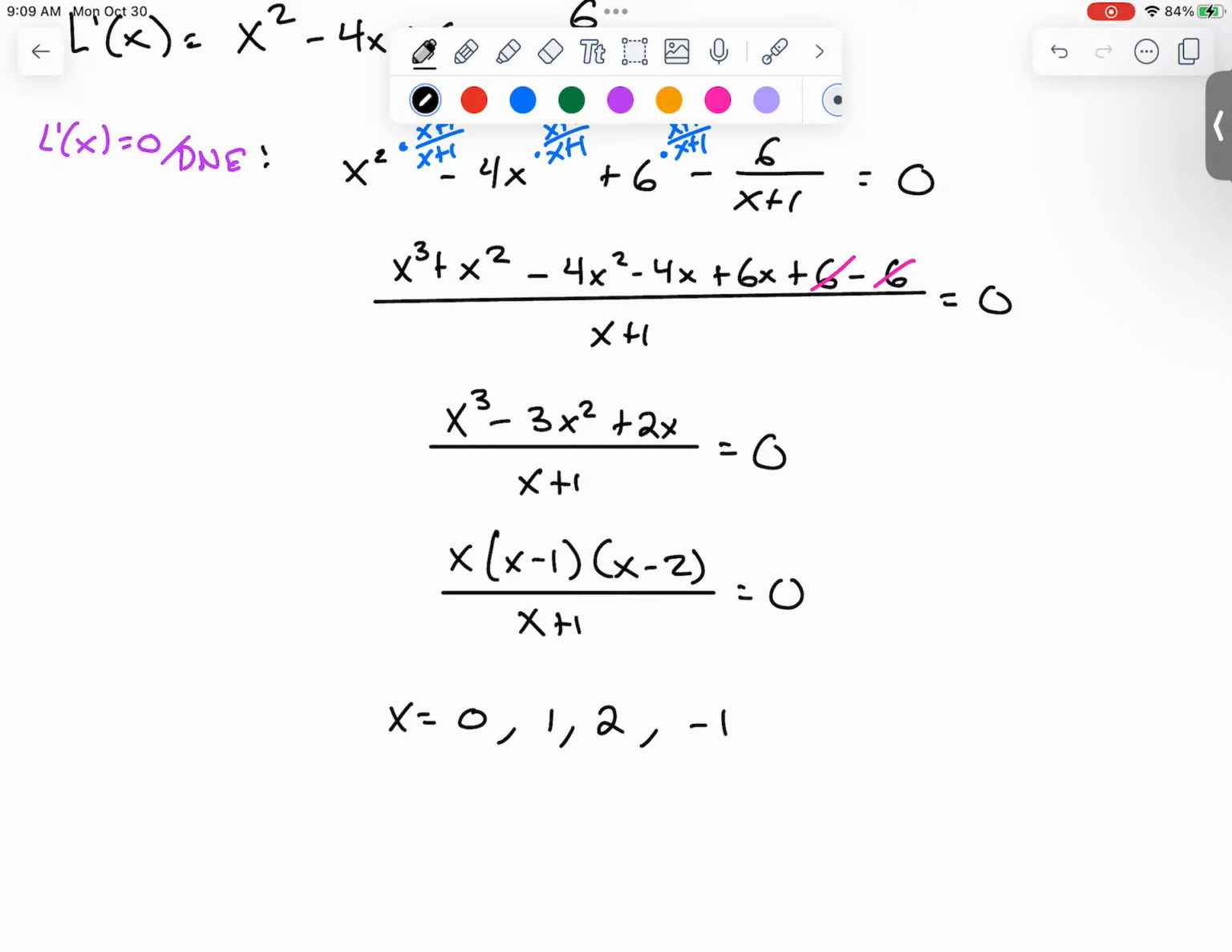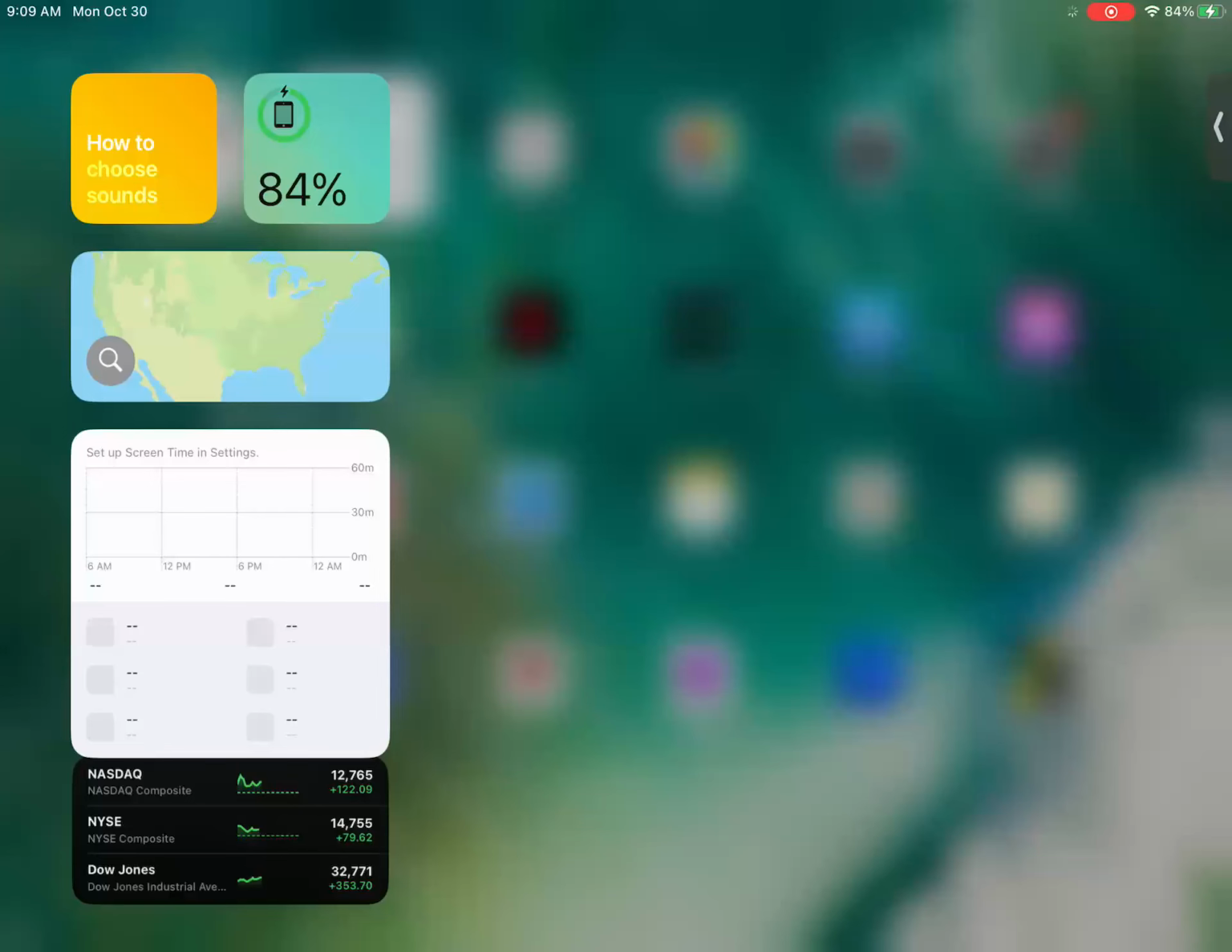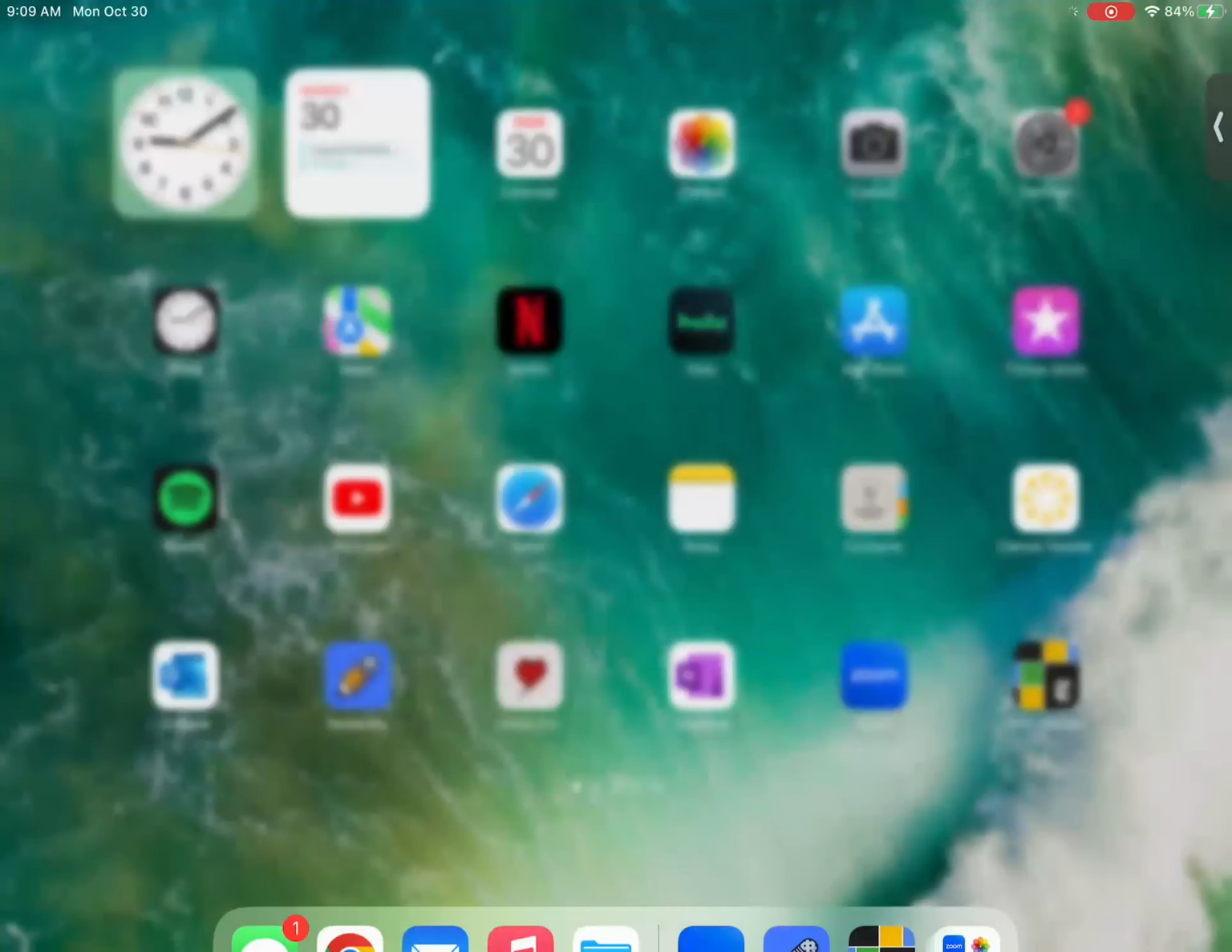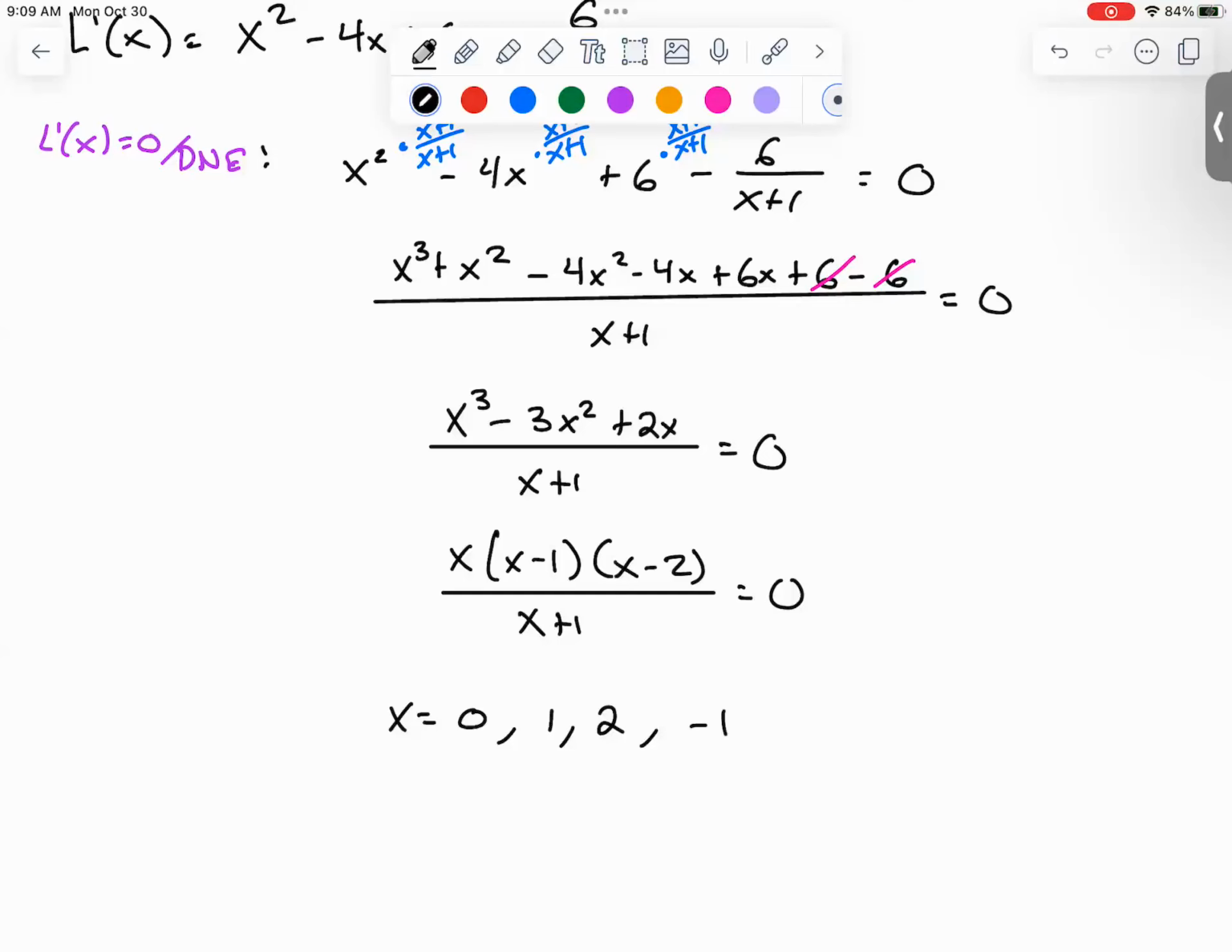Come on. Did my pencil die? Okay, it's out of life. Wonderful. Hopefully that'll charge in this little time period.